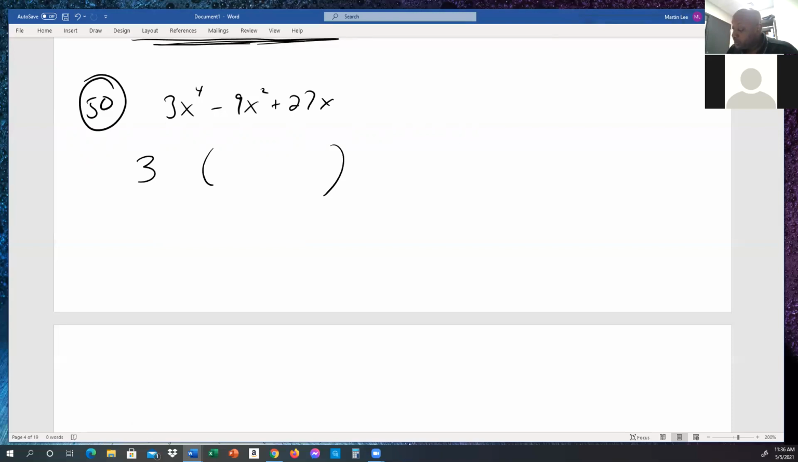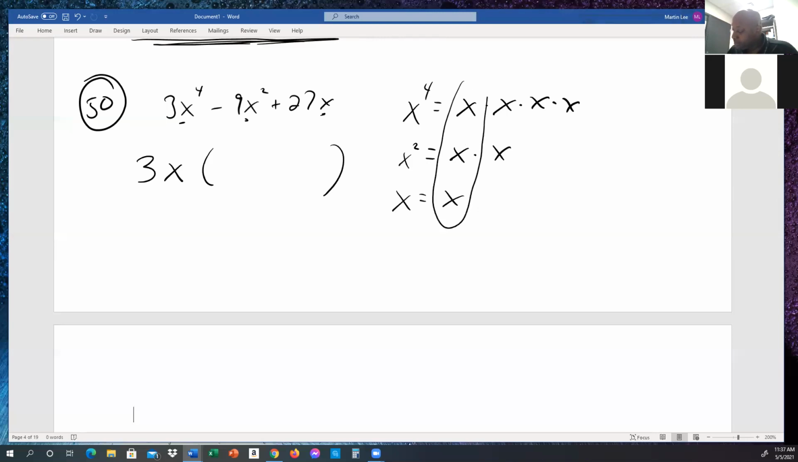Now, in terms of the variable, I have x to the fourth, x squared, and then x. So all of them have at least one x. So let's factor out just one x. Let me also write it this way. X to the fourth means x times x times x times x. X squared means x times x. And then x is, well, that's just x. So I look and I circle, what do they have in common? Just one x. And that's the one x that I pulled outside of the parentheses.